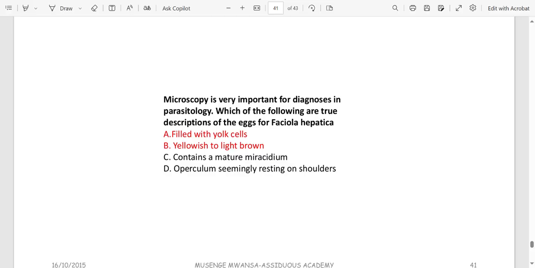Which of the following are true of the eggs of Fasciola hepatica? Remember we talked about the eggs. They are filled with yolk cells. That's true. Yellowish to light brown. We also talked about the color, isn't it? That's true. Contain a mature miracidium. Now they contain a miracidium, but it is immature, remember? Okay. Operculum seemingly resting on shoulders. Oh yeah, that's not true. But they have got an operculum.